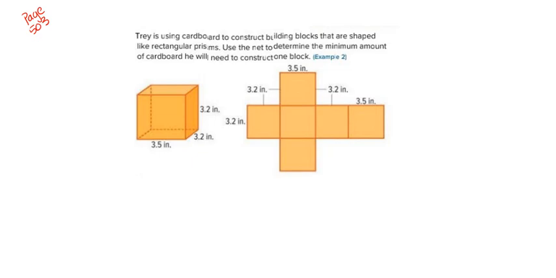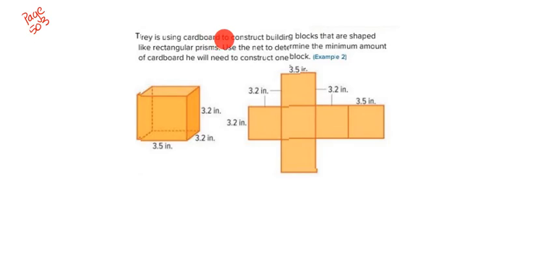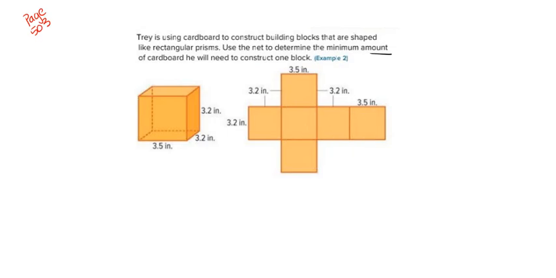Right, in this question, it's exactly the same as the previous one, except now we have decimal numbers here. So let's read this question. Trey is using cardboard to construct, which means to make or build something, building blocks that are shaped like rectangular prisms. Use the net to determine the minimum amount of cardboard he will need to construct one block. The amount of cardboard you need to make something means how much you cover it, so they're actually talking about surface area. That's your keyword.